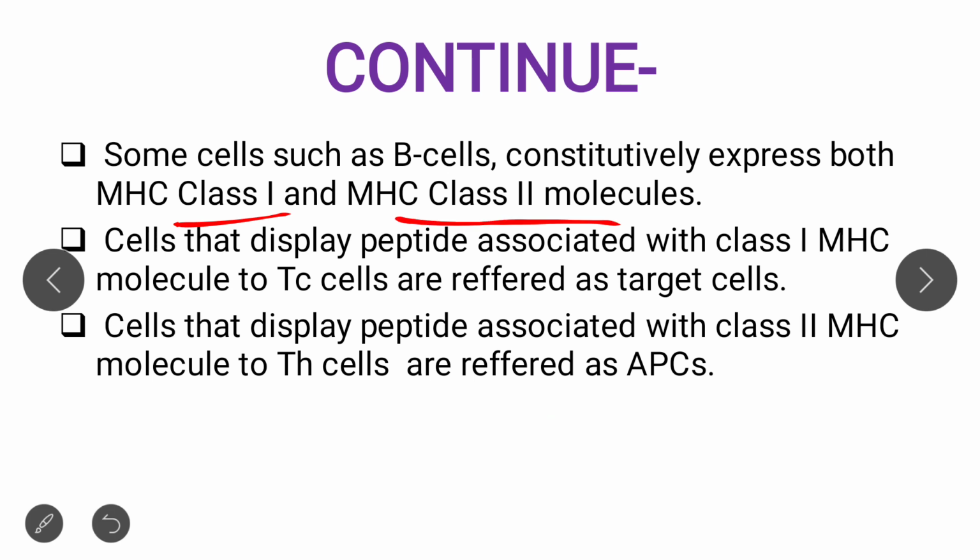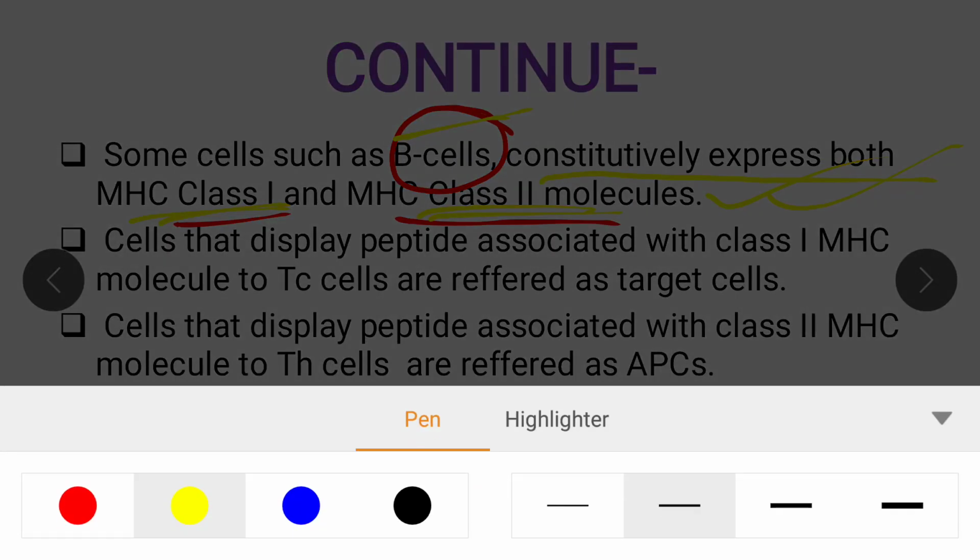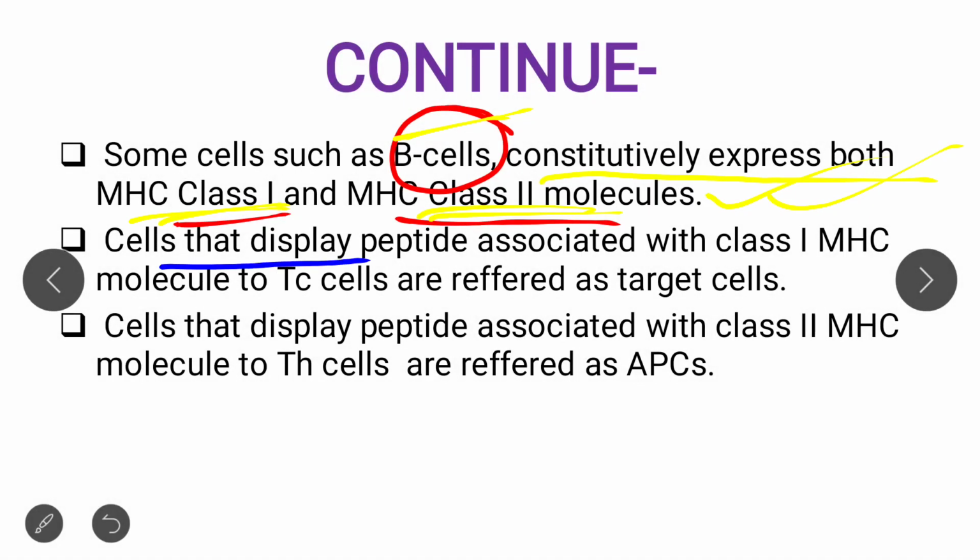So basically B cells are those cells that constitutively express both MHC class 1 and MHC class 2. B cells are those cells that constitutively express MHC class 1 and class 2 molecules. Clear?